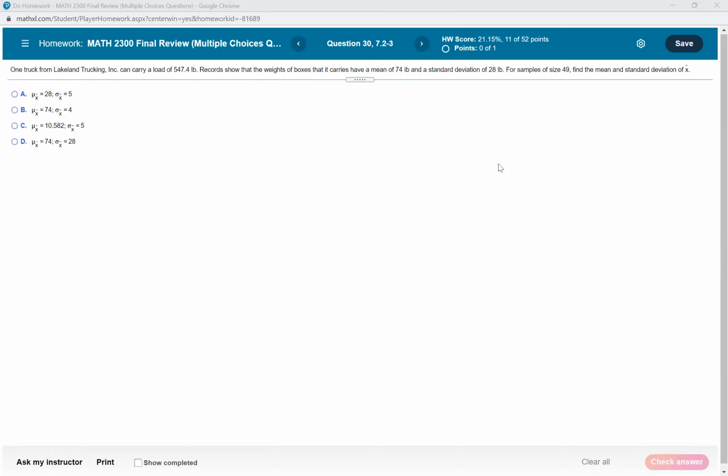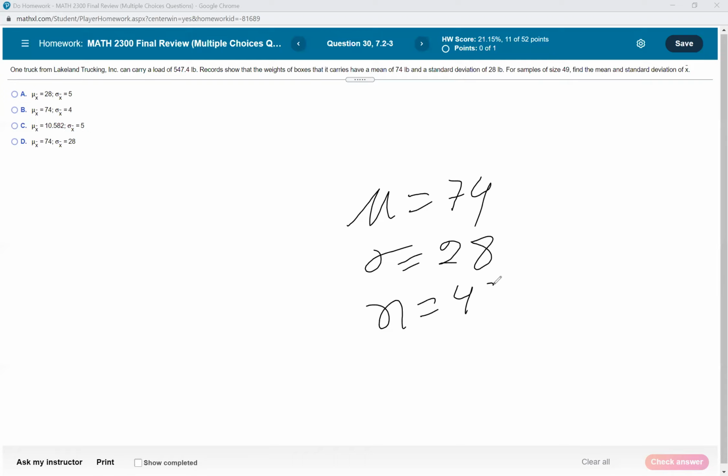Okay, the next one: one truck from Lakeland Trucking Incorporation can carry a load of 547.4 pounds. Records show that the weights of the boxes it carries have a mean weight of 74 pounds. So that means mu is 74 and the standard deviation sigma is 28. The sample size n is 49.